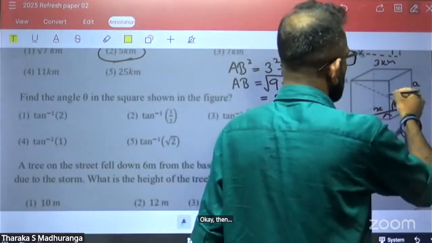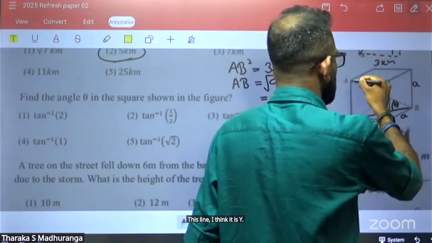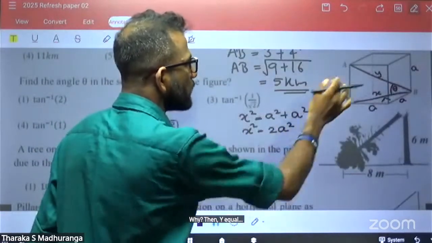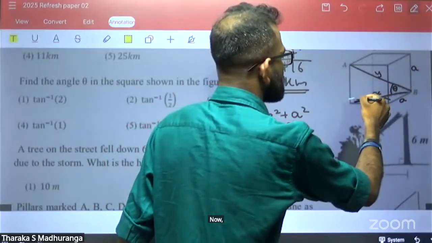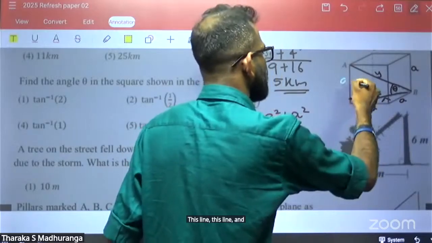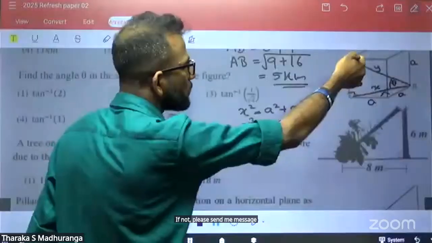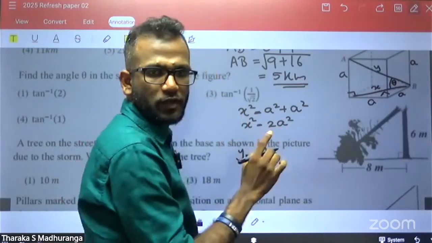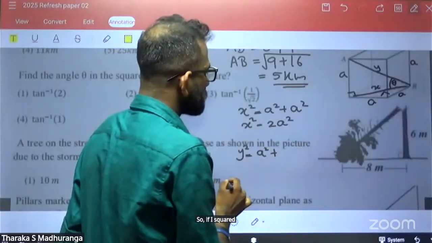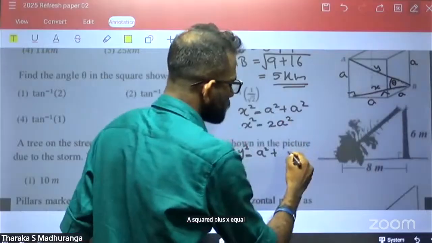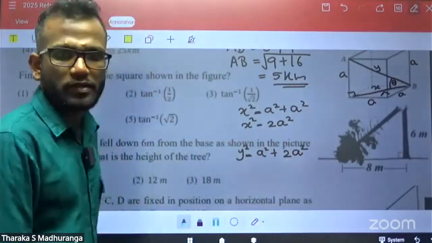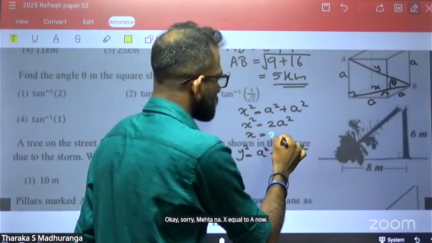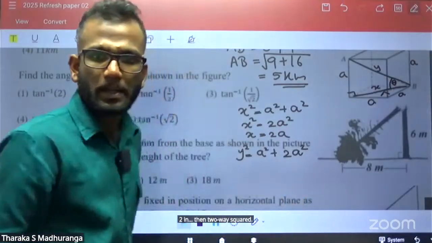Okay, then this line, I think it is y. This line, I think y. Then y equal, understand, y equal, now it is right angle triangle. No? This line, and this one, this is a. If not, please send me message. Now, y squared equal a squared plus x squared, x equal 2a, then 2a squared. Okay, sorry, method x equal 2a now. 2a, then 2a squared.